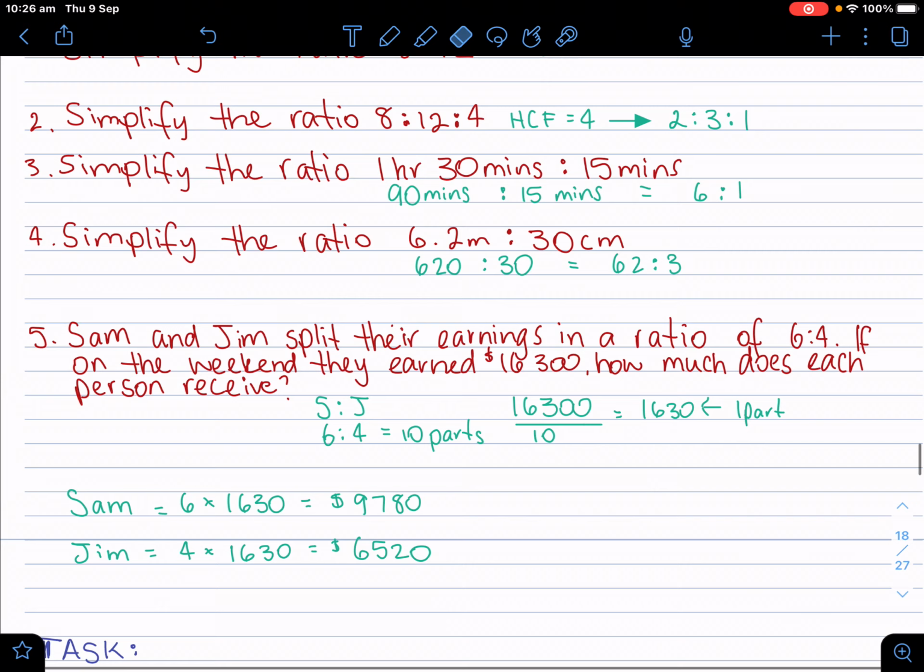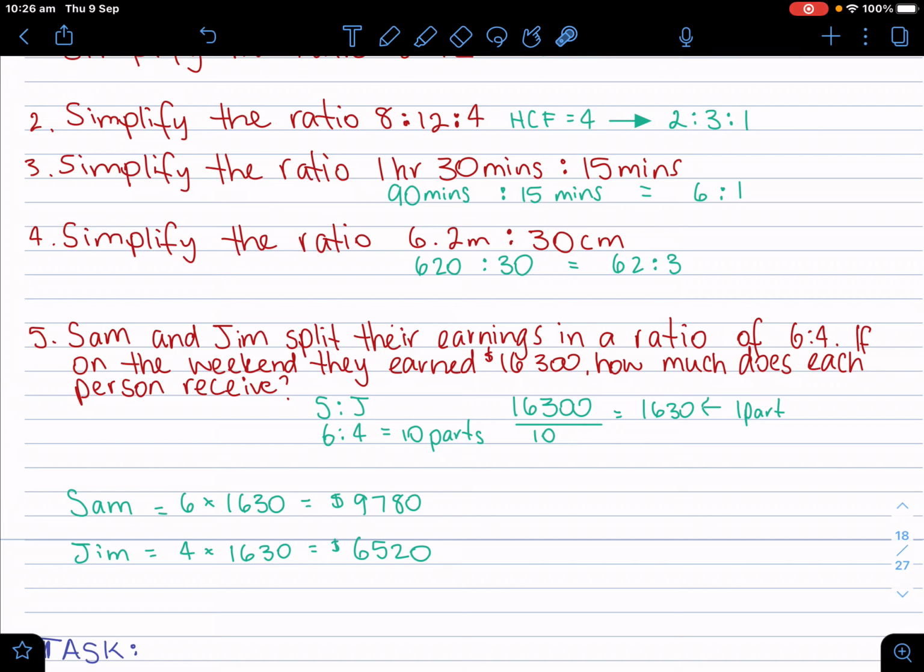It says Sam and Jim split their earnings in a ratio of 6 to 4. If on the weekend they earned $16,300, how much does each person receive? So the way I like to write it is I like to write all my data before I start. So Sam to Jim is 6 to 4. Sam gets 6 parts, Jim gets 4 parts. Now in total there's 10 parts. 6 plus 4 is 10.